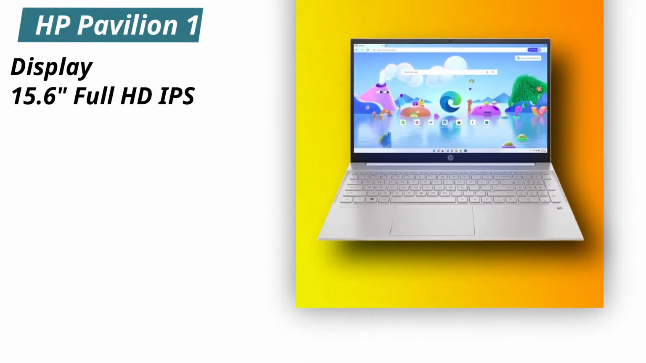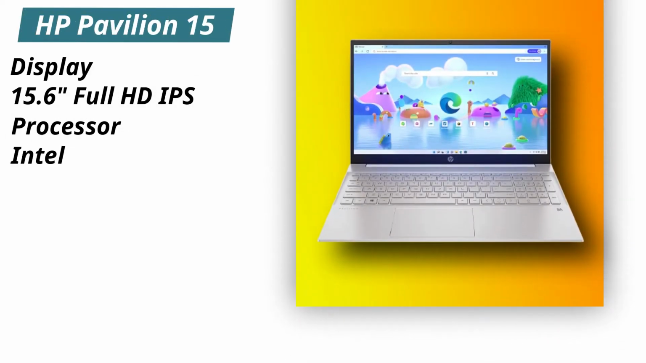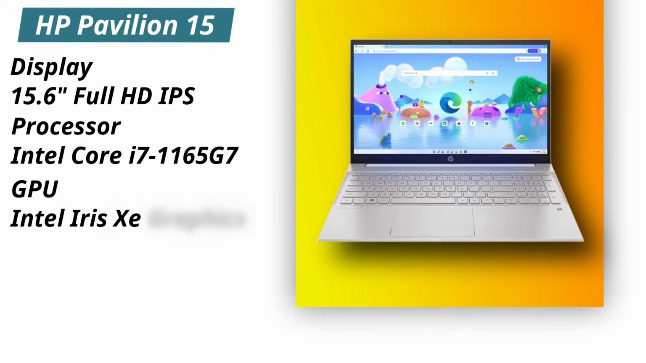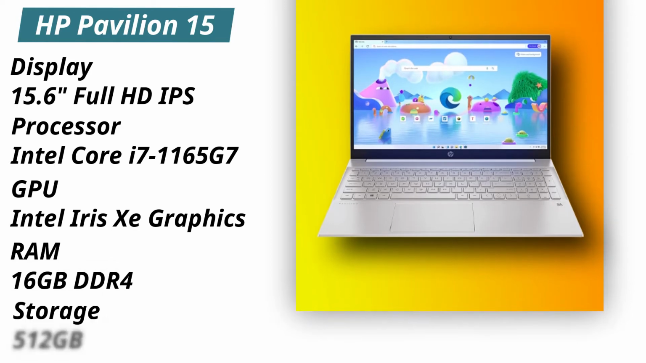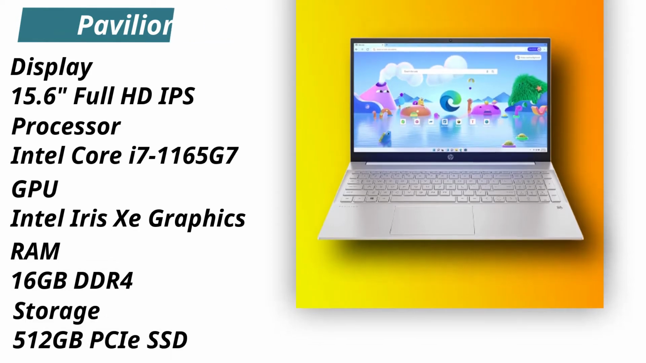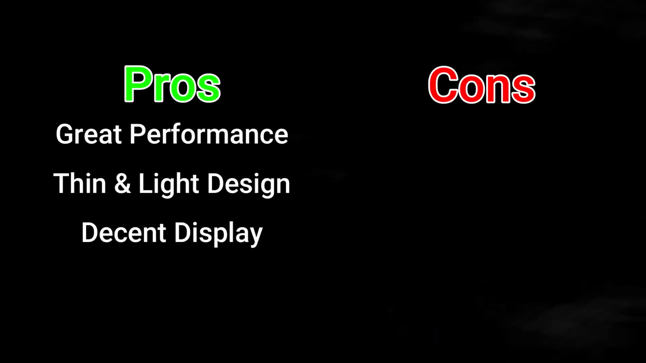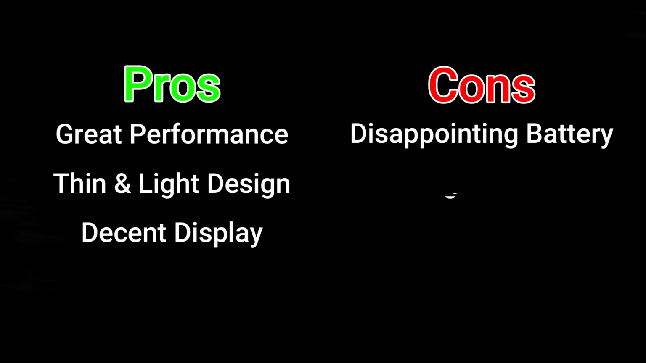Specifications: display, 15.6 inches Full HD IPS. Processor, Intel Core i7-1165G7. GPU, Intel Iris Xe graphics. RAM, 16GB DDR4. Storage, 512GB PCIe SSD. Pros: great performance, thin and light design, decent display. Cons: disappointing battery, low brightness level.